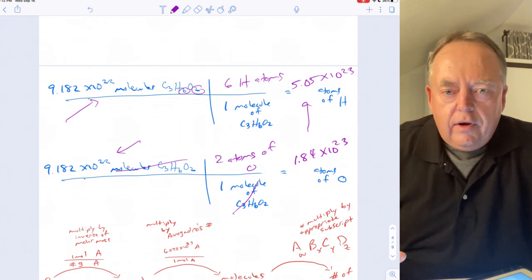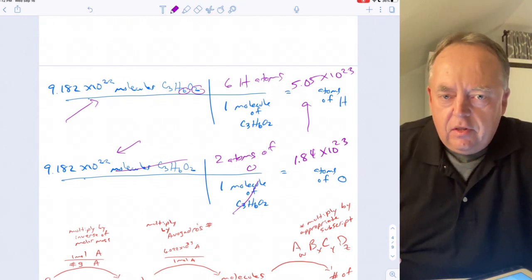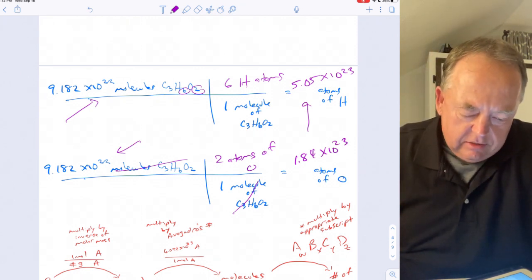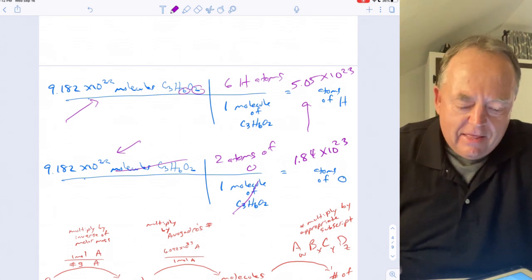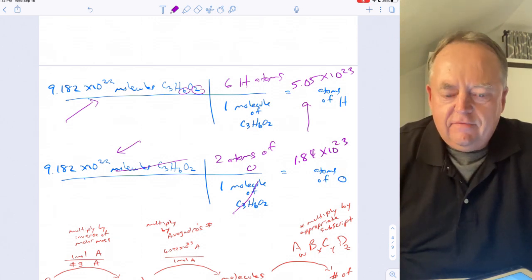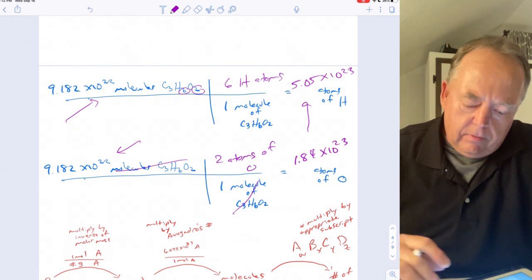And that's a lot of work, right? So we just answered that first question, but that was a lot of work. So you can see that this is not trivial stuff. The math is easy. All that we're doing is multiplying and dividing. You just have to know how to set the problem up.